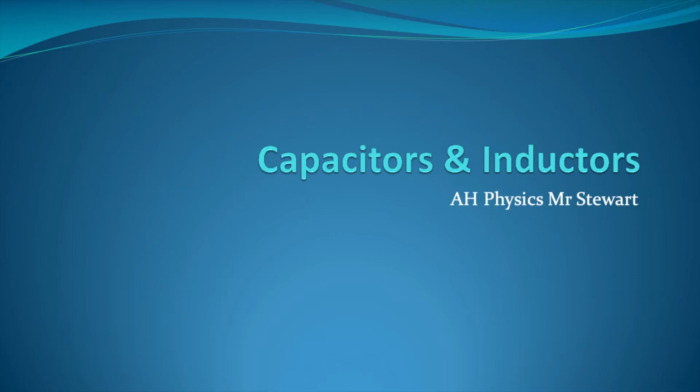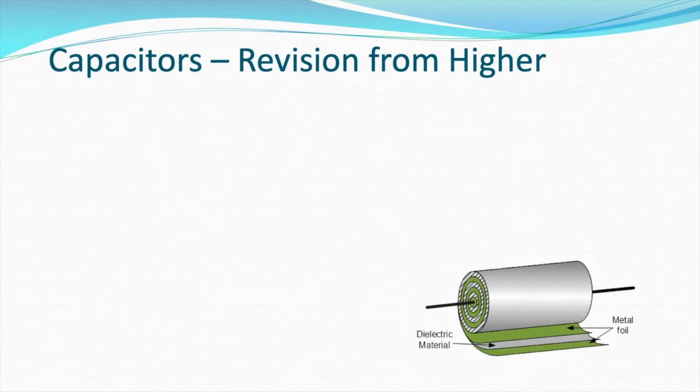Okay, hi everybody. It's very nearly the last thing in Advanced Higher then. This is capacitors and inductors. And why are these in the electromagnetism unit? Well, these are two electronic components that use the properties of electric fields and magnetic fields for their operation.